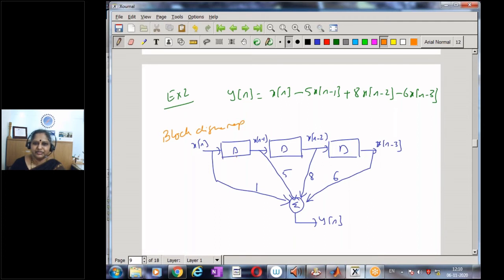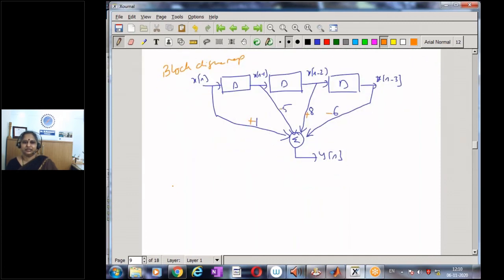First, what I have is 1. My gain has now become -5. This is a plus 1. This gain is -5. This is a plus 8, and this is a minus 6. So that's it. I had to just change the sign of two of the coefficients, and I could convert my earlier system to the given new system.